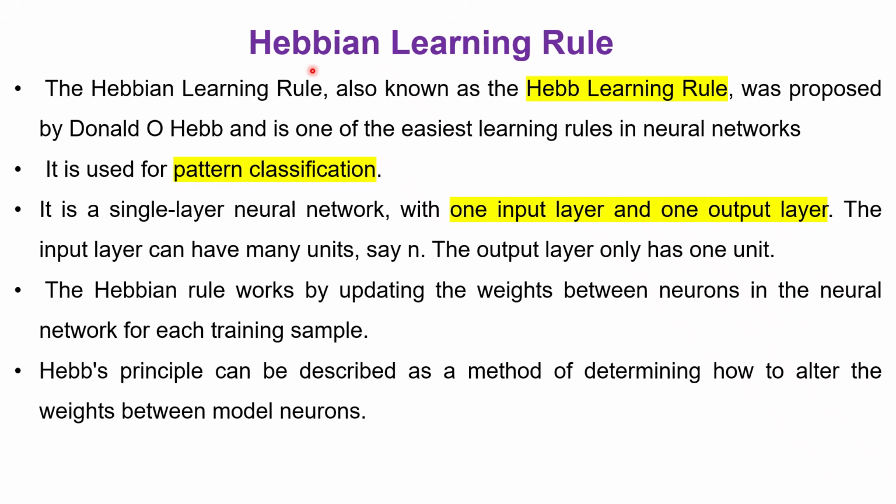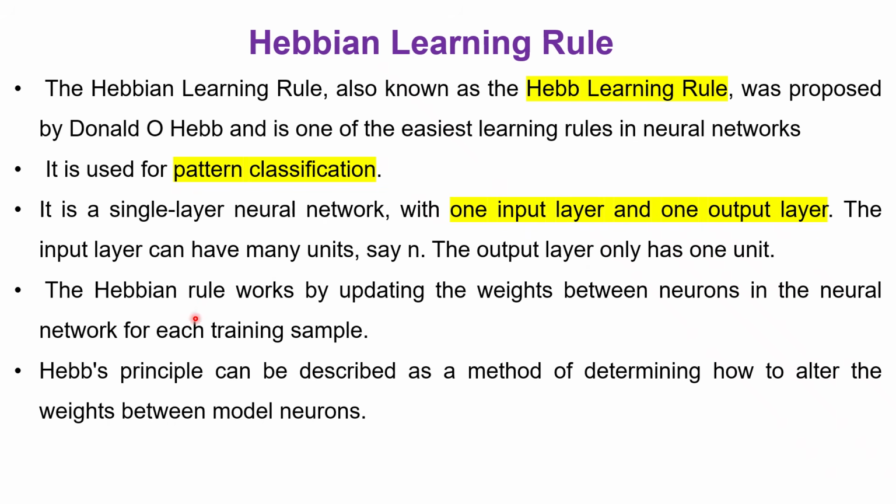Welcome to the session on Hebbian learning rule. The Hebbian learning rule, also known as Hebb's learning rule, was proposed by Donald O. Hebb and is one of the easiest learning rules in neural networks. It is used for pattern classification. It is a single-layer neural network with one input layer and one output layer. The input layer can have n number of units, while the output layer has only one unit.